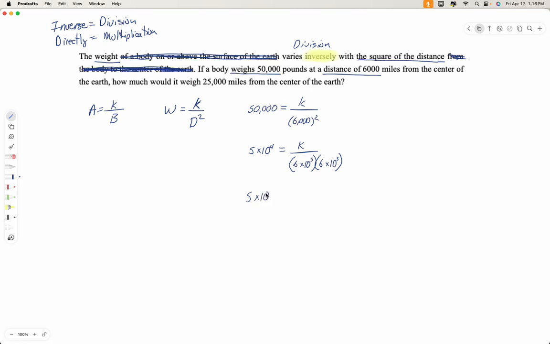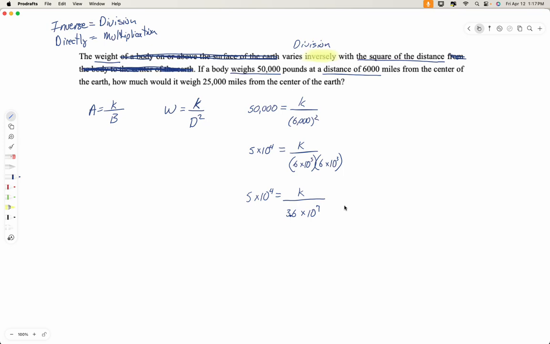5 times 10 to the fourth power is equal to K over, let's do the multiplication. 6 times 6 is 36 times 10, and 3 plus 3 is 6. Now I know that I can't have two places. I need to have one place. So I'm going to move the decimal one place and put it here. And I'm going to add 1 here. 6 plus 1 would be 7. So 3.6 times 10 to the 7. This is my denominator now, and it's in scientific notation.